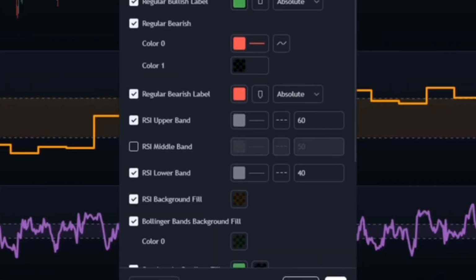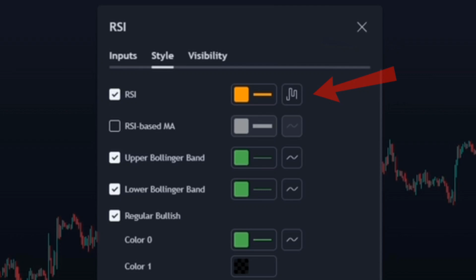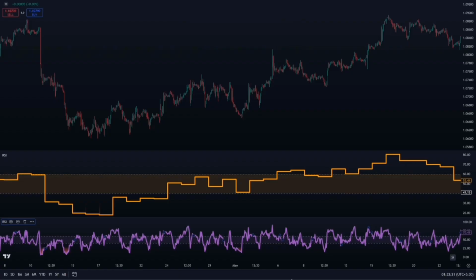The overbought and oversold limits will now be 60 and 40, respectively. Make sure to change the RSI's color to something distinct from the other RSI once we've set everything up. I'll keep it orange for the duration of this video. The orange RSI will now assist us in determining the market trend over a longer period of time.